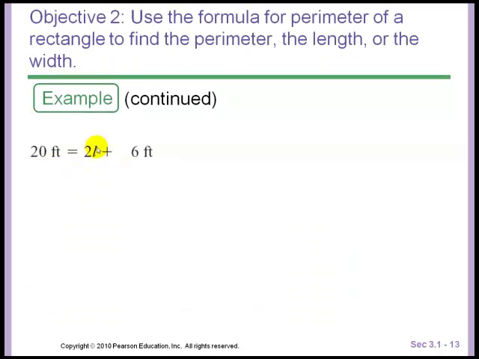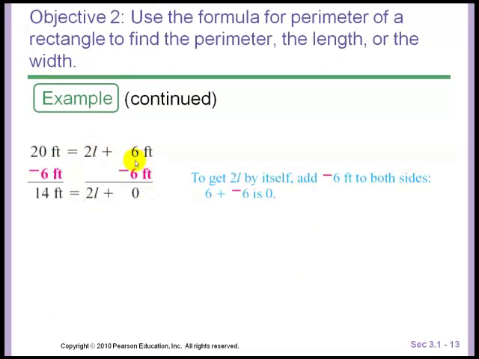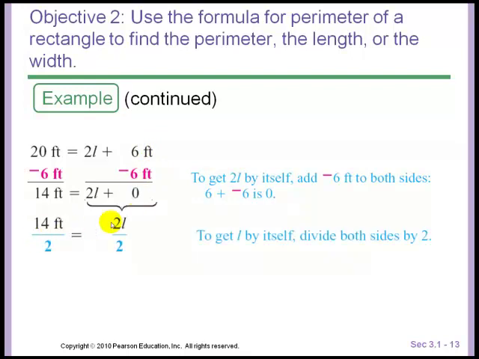And now we need to get this L by itself. We will subtract 6 feet from both sides. You can also think of that as adding a negative 6 to both sides. Again, the reason we do this is because we get 0. 6 feet minus 6 feet is 0. So we have 14 feet equals 2L, and then divide both sides by 2 and get 7 feet equals L. The length is 7 feet.